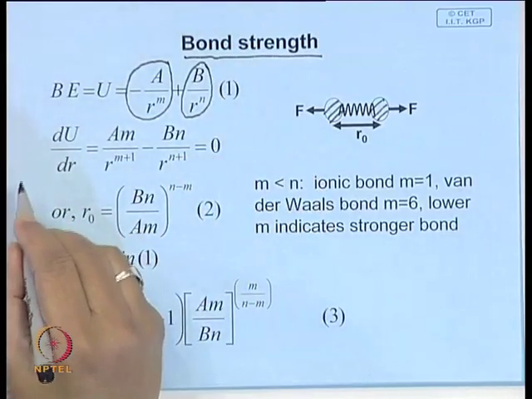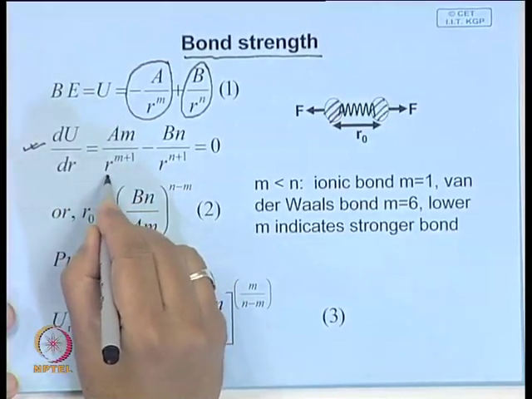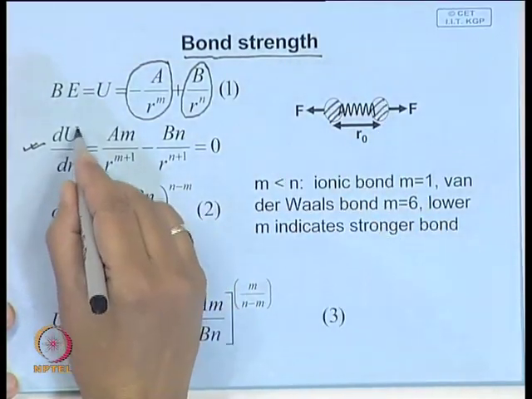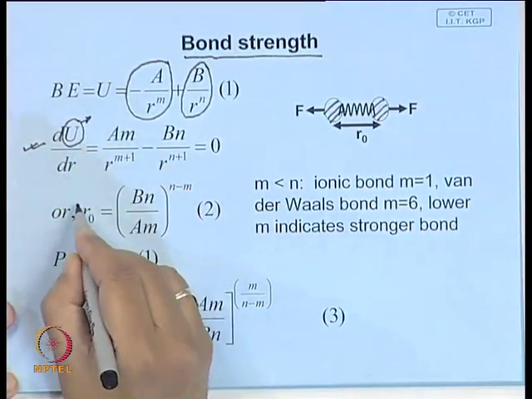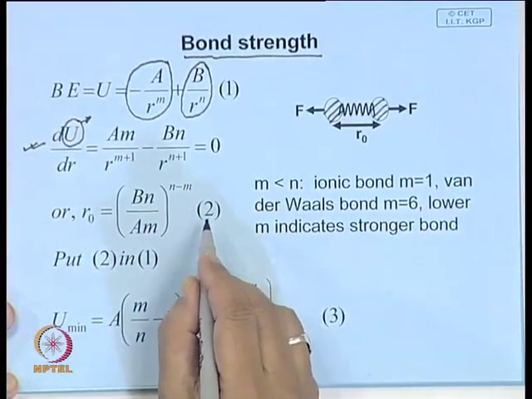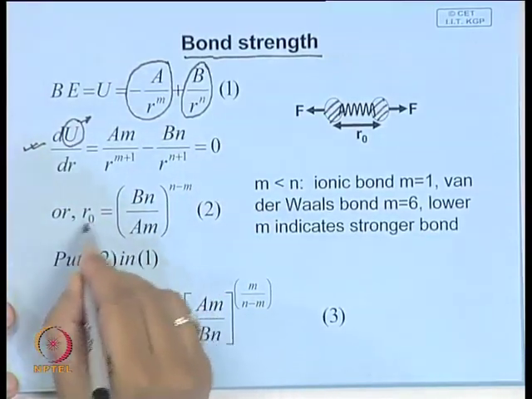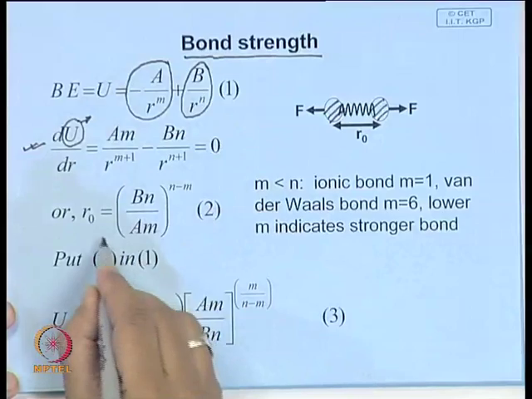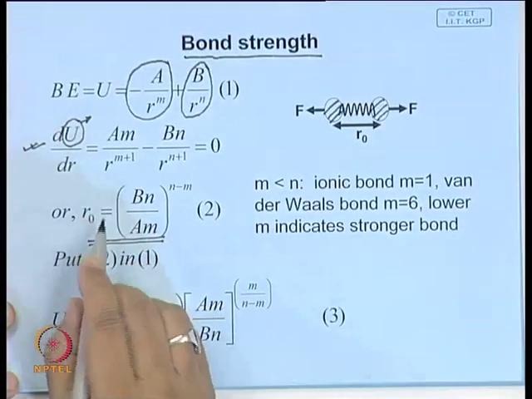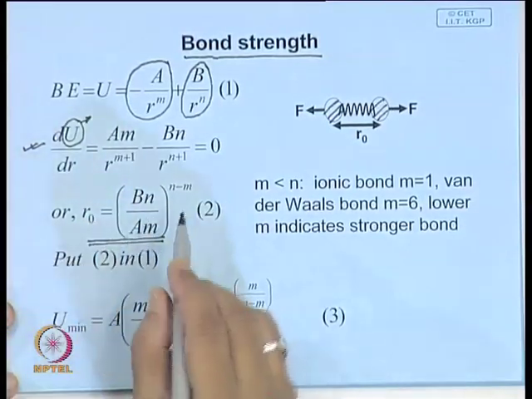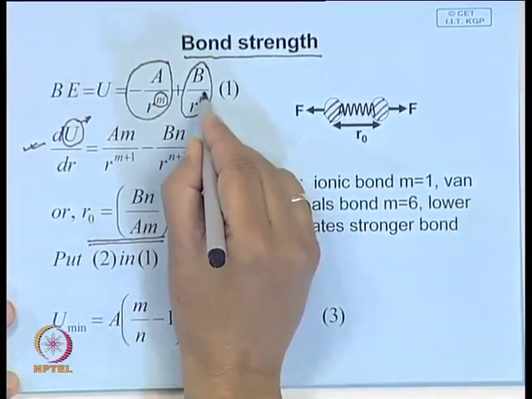I wanted you to show, by differentiating, the position or distance r at which this bonding energy u is minimum. And I hope you have done. If not, the steps are shown. If you differentiate and equate it to 0, you find the equilibrium distance. This expression gives you the equilibrium distance, and usually look at this exponent m and n.